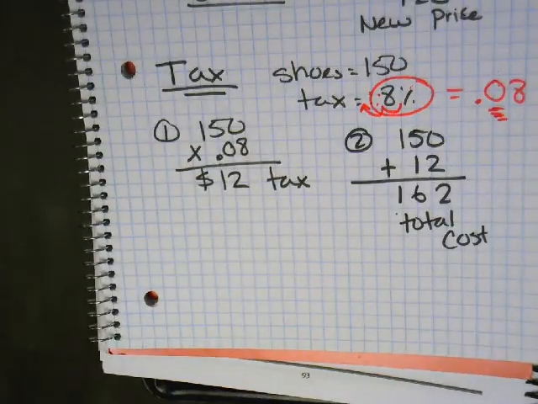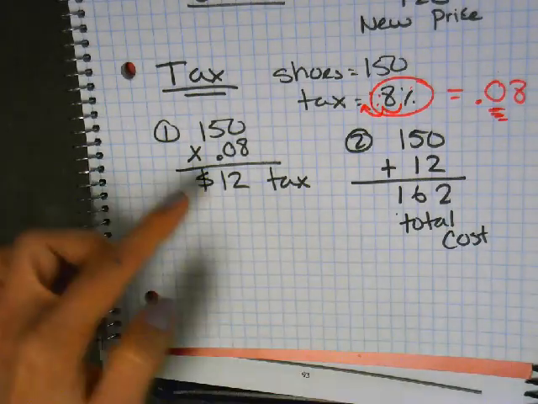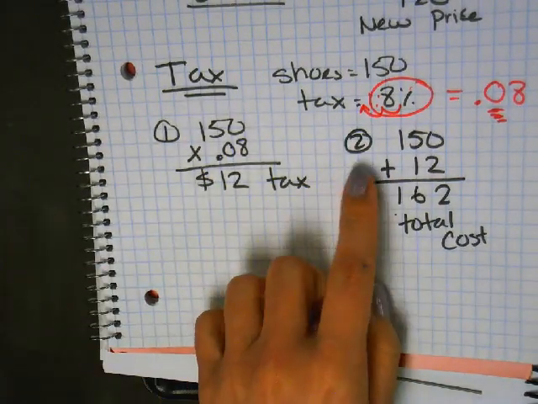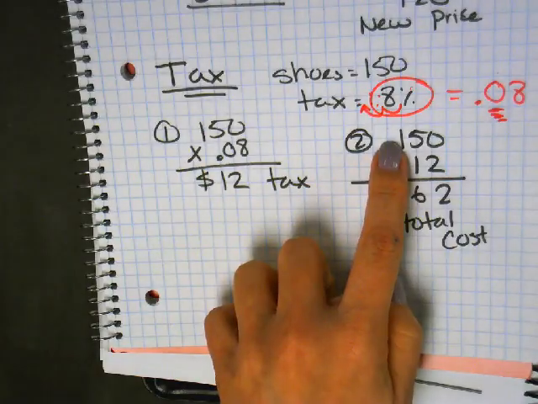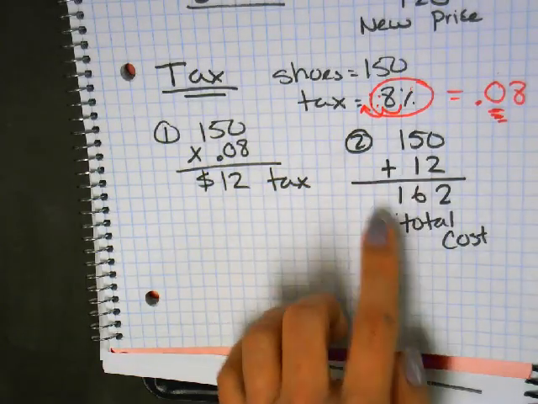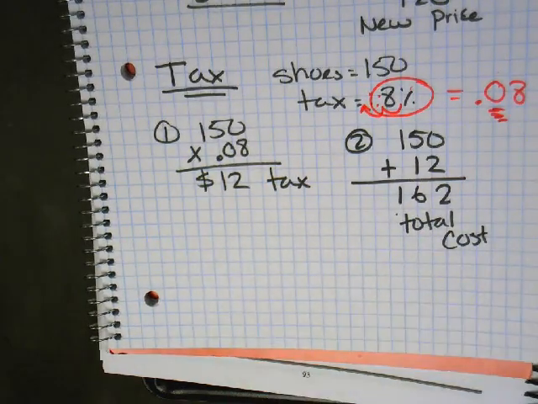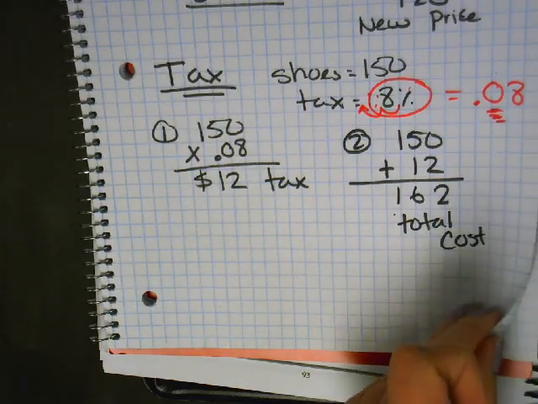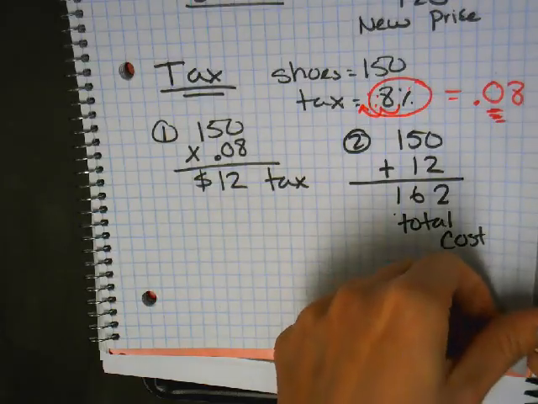Maybe. Okay, 150 times 0.08 is 12. That's my tax. Then I'm going to add my original price of 150 plus my tax, and that gives me a total cost of 162. All right, the last one we're going to review is tip. I'm going to turn the page now.